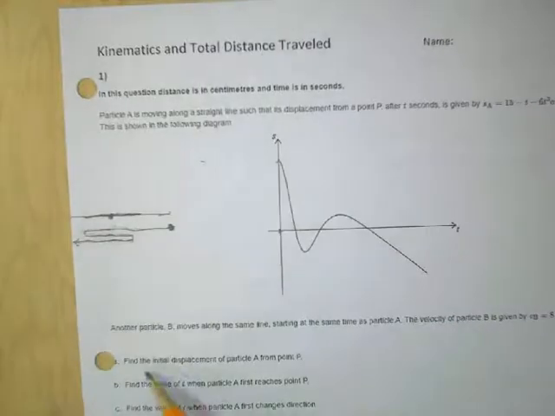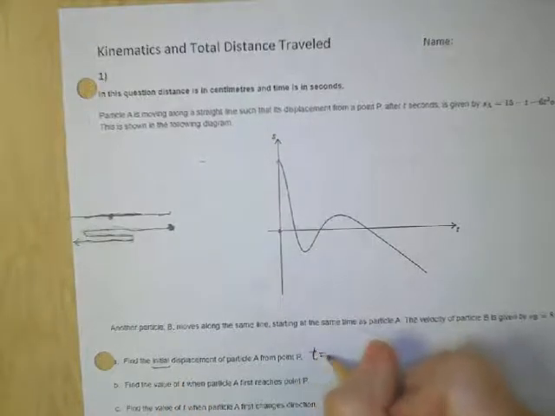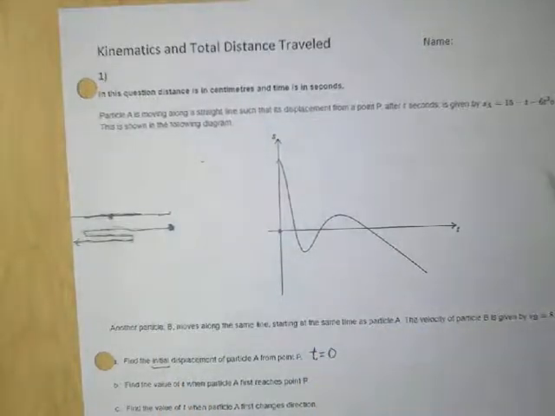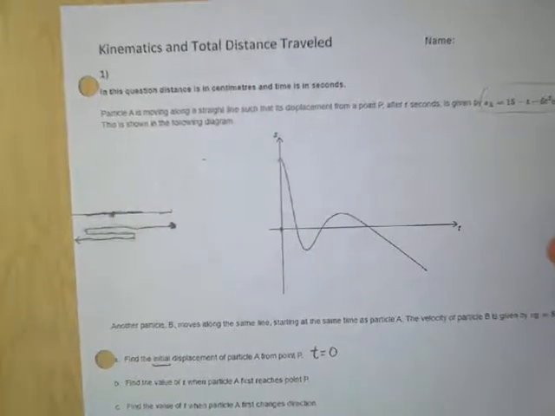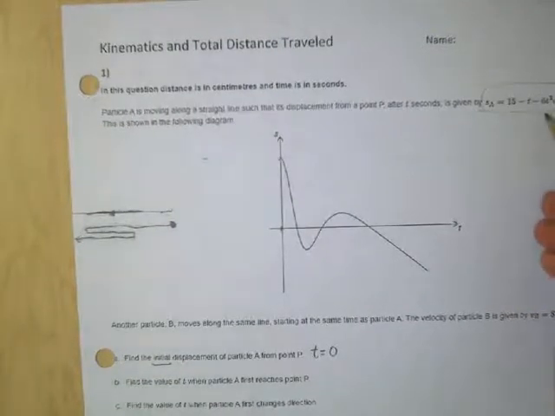Find the initial displacement of particle A from point P. Whenever they say initial, they're talking about when t is equal to 0. So here is our function right here. You want to substitute t is 0 into that. What I would do is enter this whole thing into my graphing calculator and use the value function. I think I already put it in here.